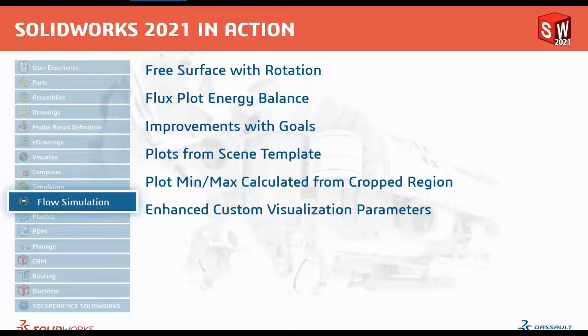SOLIDWORKS Flow Simulation 2021 expands the type of CFD problems you can solve and continues to improve how project results are processed. We're going to take a look at some of the enhancements to Free Surface, which was new in the last couple of releases, but we're going to add some additional capability on top of that. We've got some very powerful enhancements when it comes to solving heat flux or where heat is traveling inside of an assembly. And then we have some improvements with some of our calculated and goal capabilities and plot capabilities inside of Flow Simulation. So we're going to cover a couple of those and what they mean.